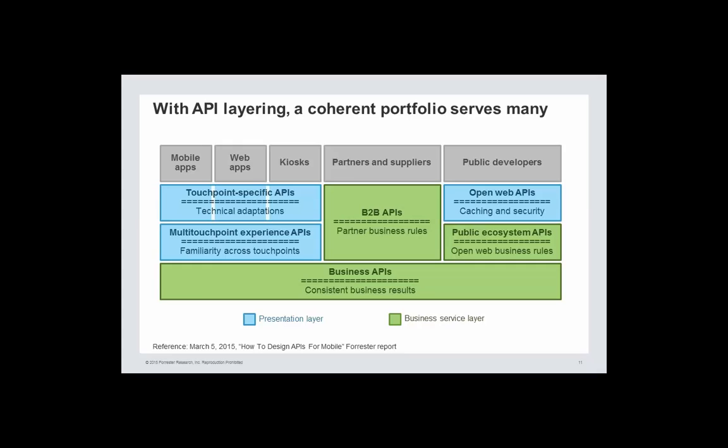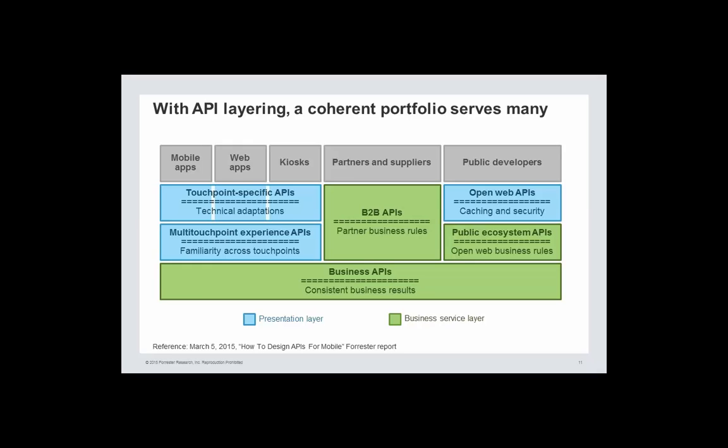to serve more context, such as B2B scenarios and partners and suppliers who may have some special business rules where orders still get processed the same, but there are additional functionality, additional things they might be able to do through the B2B API that are not available for consumers accessing through your mobile app.